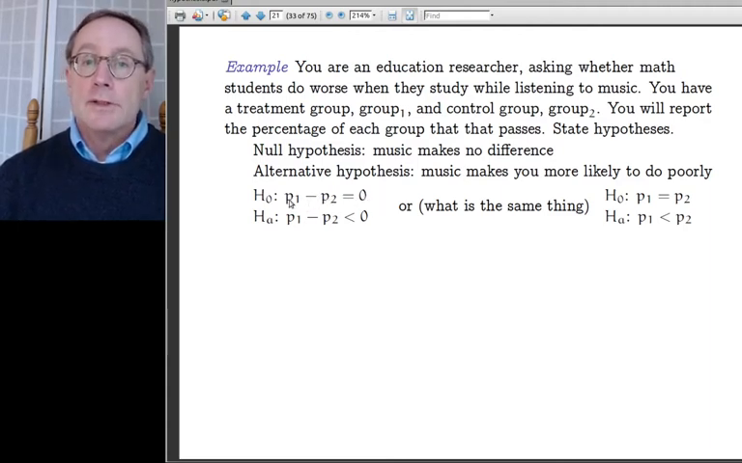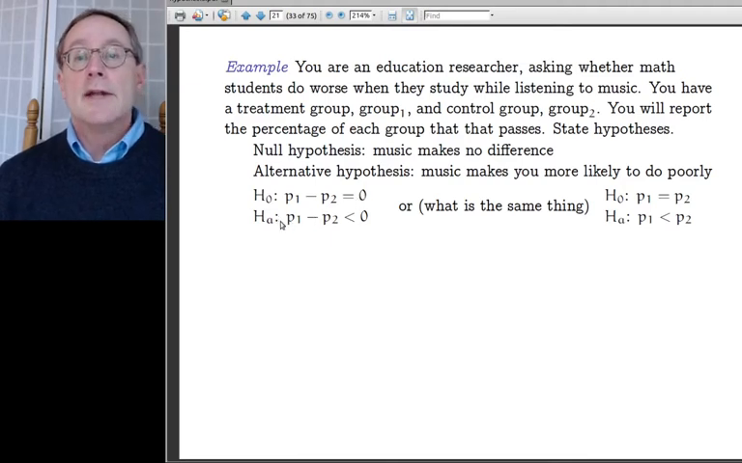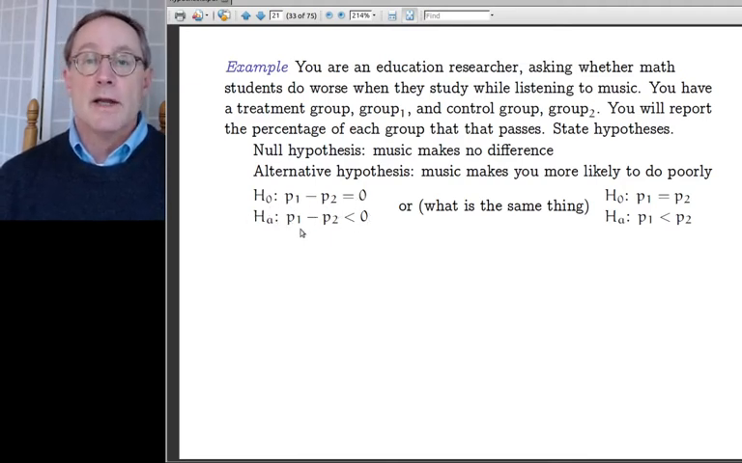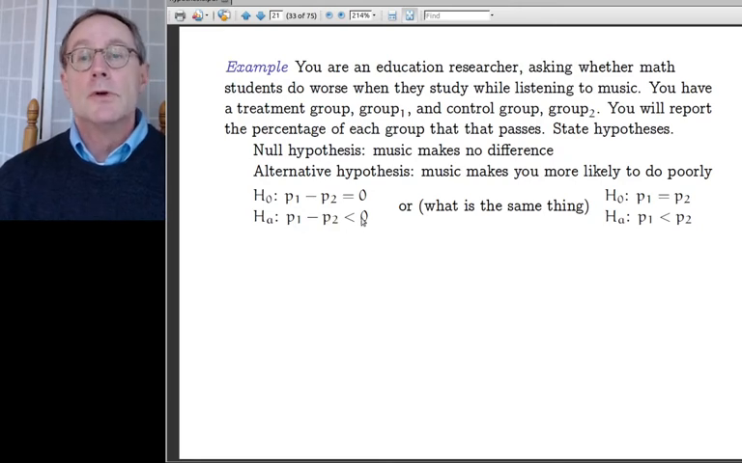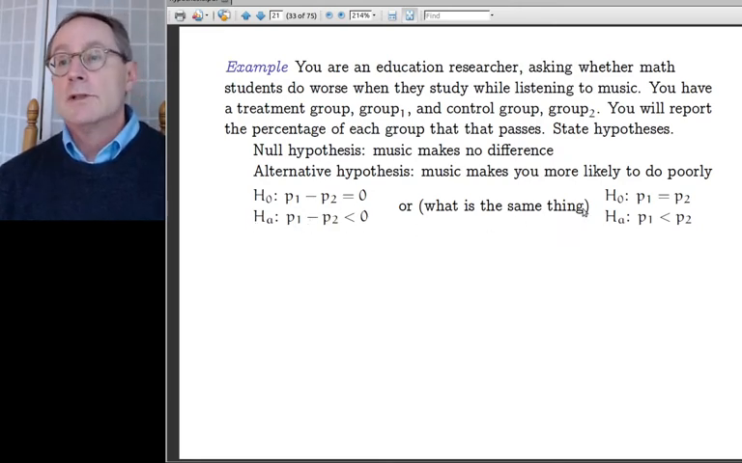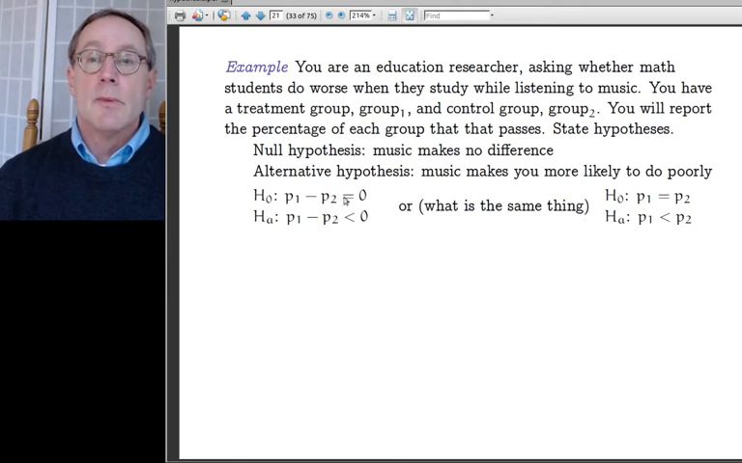And again, that's not a sample number, that's a population number, because we don't care about the sample, we care about what would happen if everybody in the world studied math while listening to music. So H naught is asserting that music makes no difference in how you score on the math test, so you'd see a 0. HA is asserting that music does make a difference, music makes you do worse. So music people score lower than non-music people, so you'd see a negative number. Of course, algebraically, what's over here and what's over here are exactly the same. I like it this way, but you very often see it the other way, so I'm showing it to you both ways.